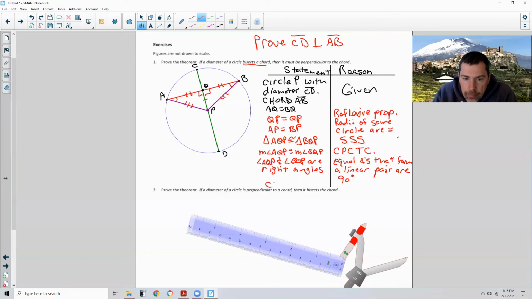So now I can say CD is perpendicular to AB. And that's just the definition of perpendicular lines. CD is perpendicular to AB because of those 90-degree angles. Once I can say that, we're done. We just proved CD is perpendicular to AB. So there is the two-part proof.